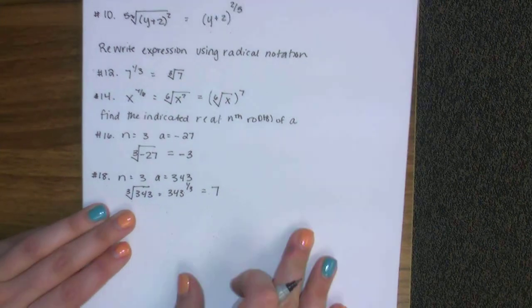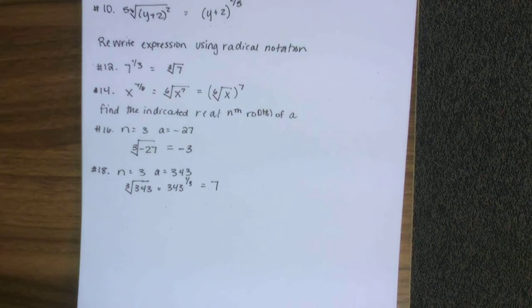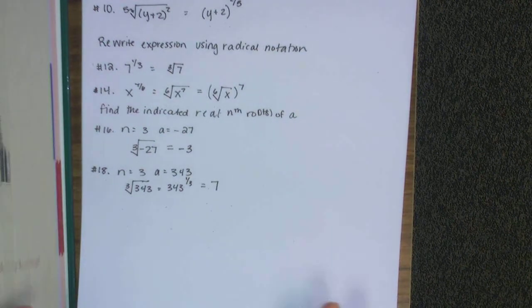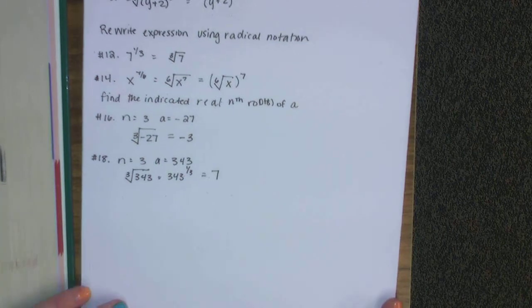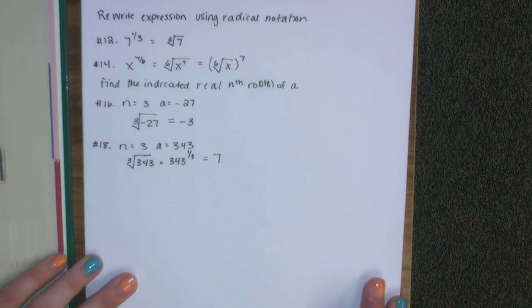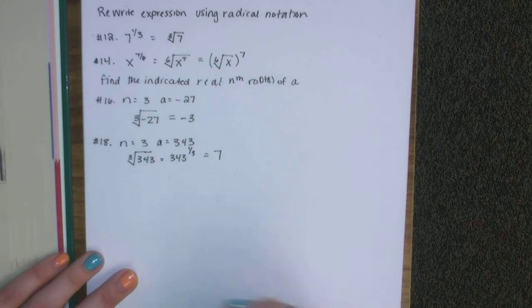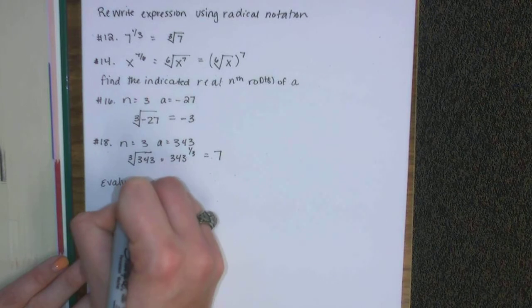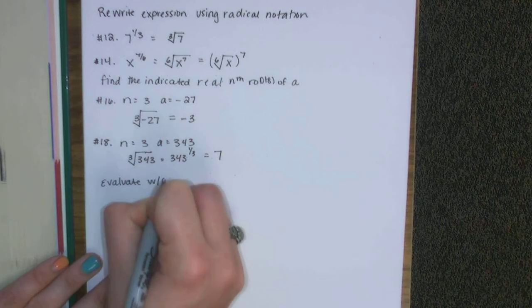And my book is falling. Let's see. 20 kind of follows the same pattern, so we won't look at that one. Evaluate the expression without using a calculator. Obviously, I can't see if you're using a calculator, but the expectation would be that you would be able to do these without one. So I'm going to evaluate without a calculator.